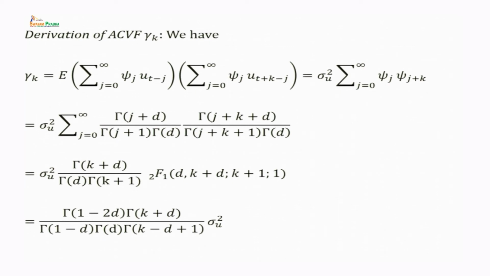Now, here I am using a special function, the confluent hypergeometric function. We write this infinite series in terms of this confluent hypergeometric function. And then we know that this confluent hypergeometric function has a specific value. We substitute the value of this confluent hypergeometric function here, and then finally we get this expression.